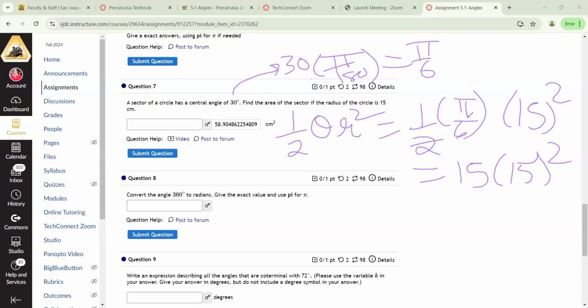Then when I go to the next step, I have that pi, which is 3.14 is the pi value divided by 12, and here is 15 squared. So now we run the calculation on the calculator. 3.14 times 15 to the power 2 divided by 12. So I do get 58.9048 as the answer to this one now.